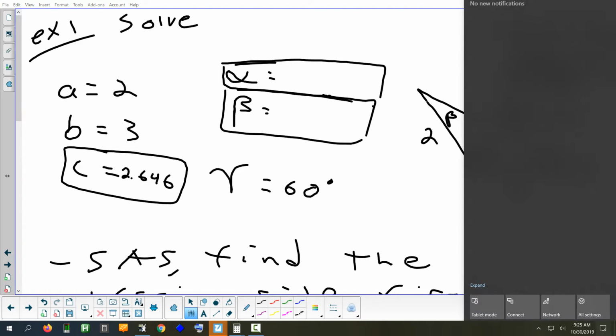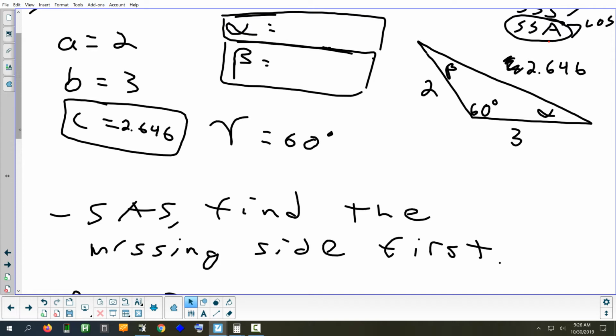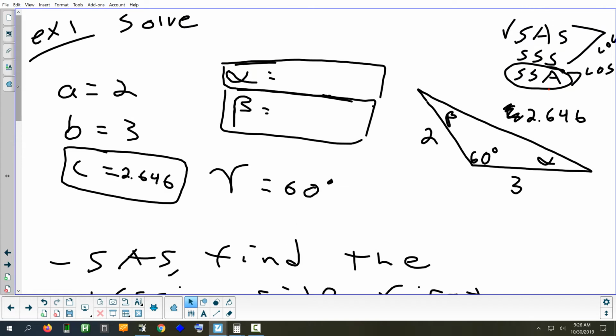So don't finish this off with law of sines. That'll mess you up. Just continue with law of cosines from here. Now, I wrote that you had to find the side first. You can do whatever you want now. You can do alpha or you can do beta.